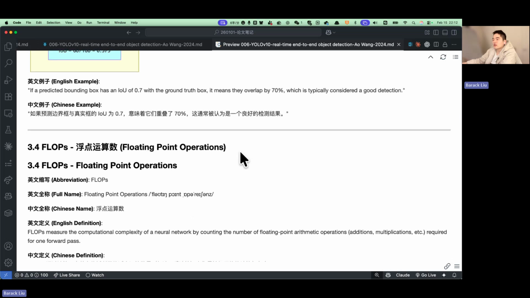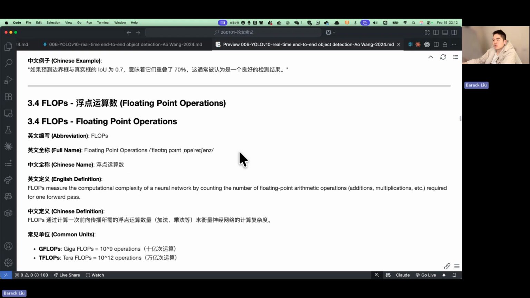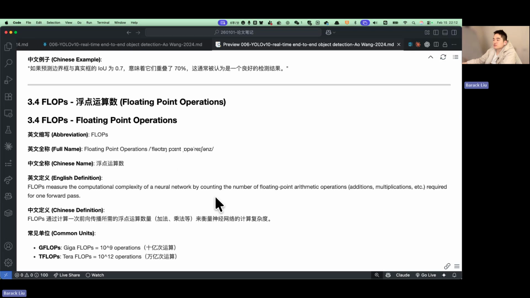FLOPs, floating point operations. FLOPs measures the computational complexity of a neural network by counting the number of floating point arithmetic operations required for one forward pass.